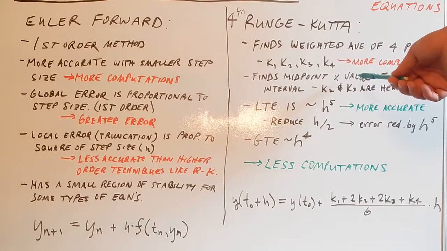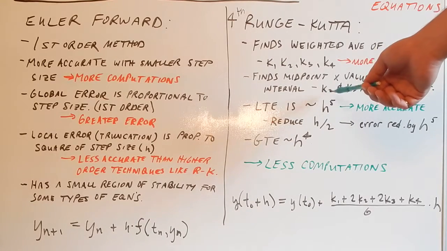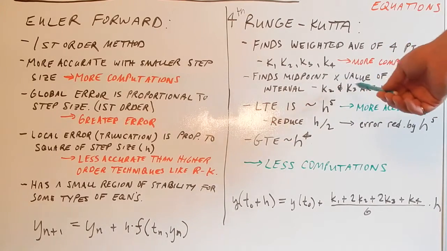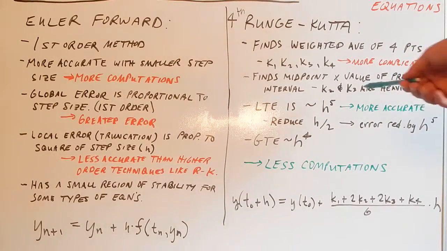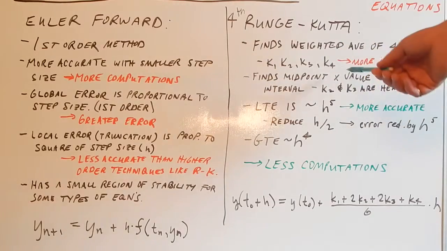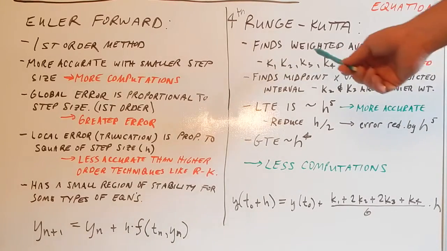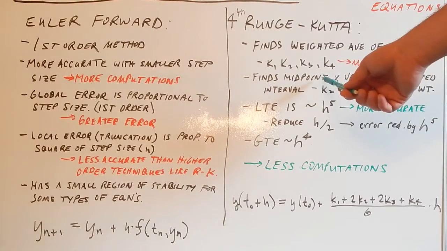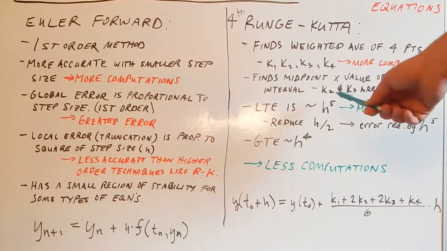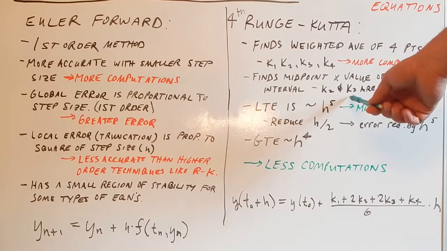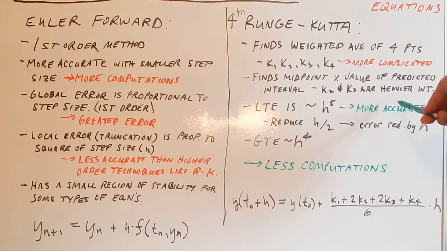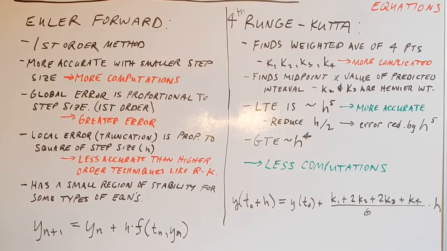Now the Runge Kutta method, it'll predict an interval, and it'll find a midpoint of the interval, or should I say slope. And it finds the weighted average of those four slopes by always taking the midpoint of predicted intervals. And the K2 and the K3 slopes are weighted heavier because they are considered to be more accurate.